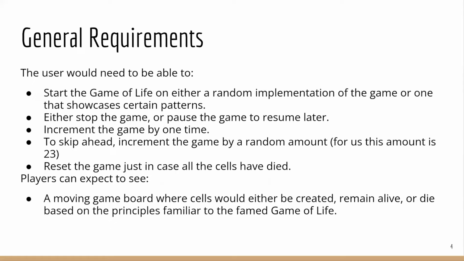General requirements for the project. The user would need to be able to start the game on either a random implementation of the board or one that showcases a certain pattern, either stop the game or pause the game to resume later, increment the game by one time, skip ahead by a random number, our number was 23, and reset the game if all the cells had already died. A player can expect to see a moving game board where cells would either be created, remain alive, or die based on the principles of the Game of Life.